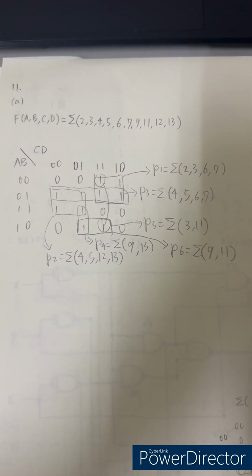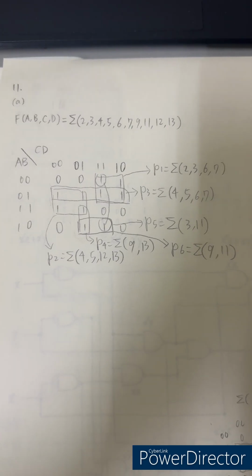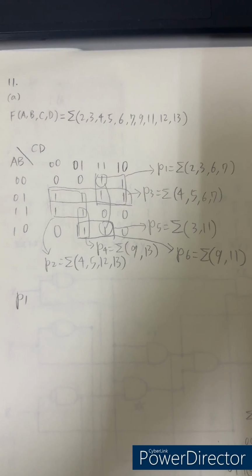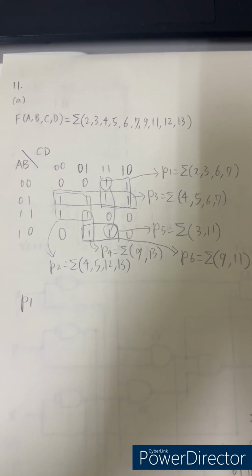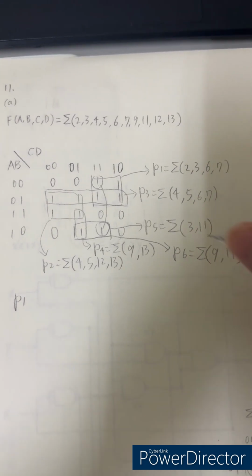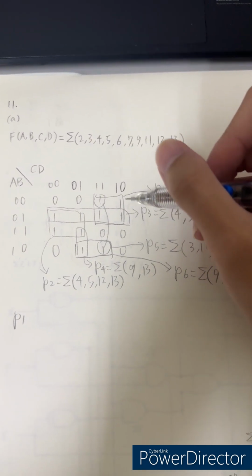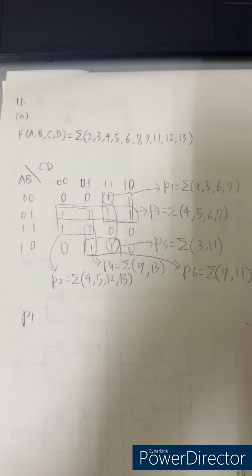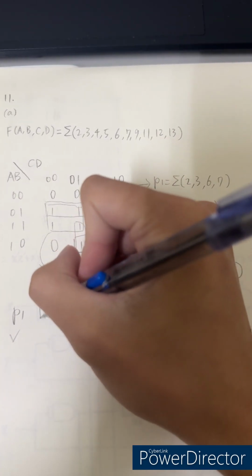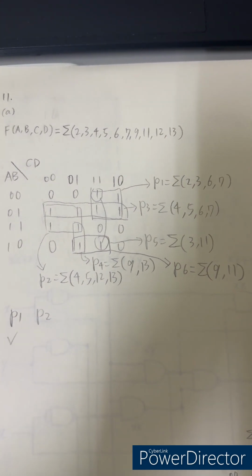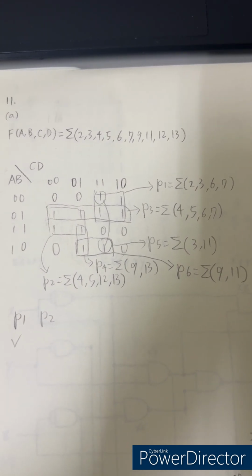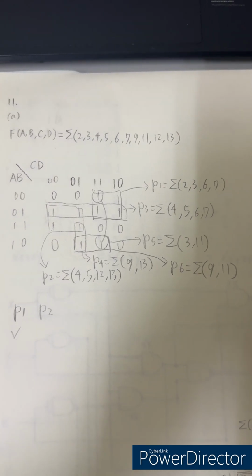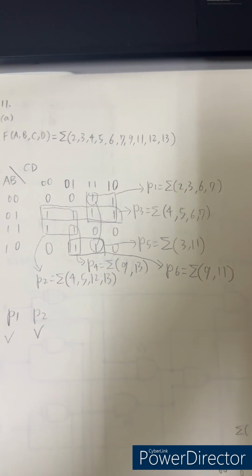So let's check, start from P1 to P6. In P1, we can see that the minterm 2 here can't be covered by any other prime implicants. So P1 is essential. And what about P2? P2, the minterm 12, can't be covered by any other. So P2 is also essential.